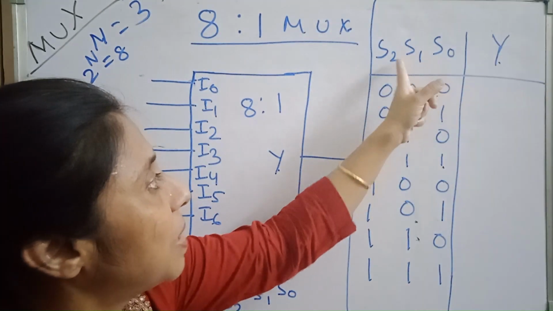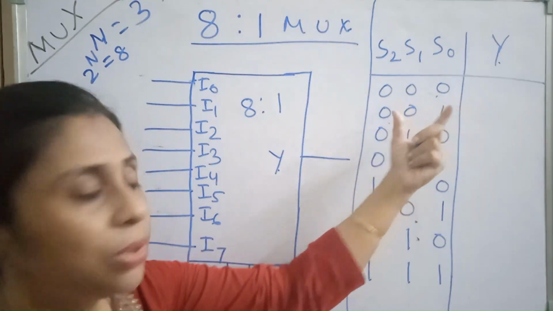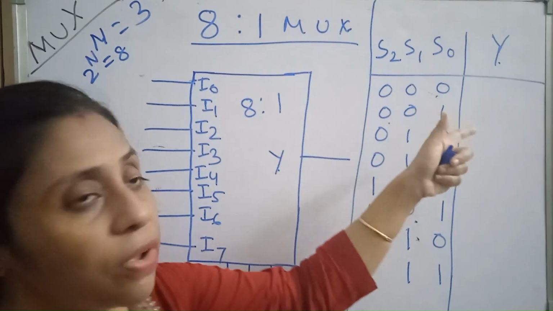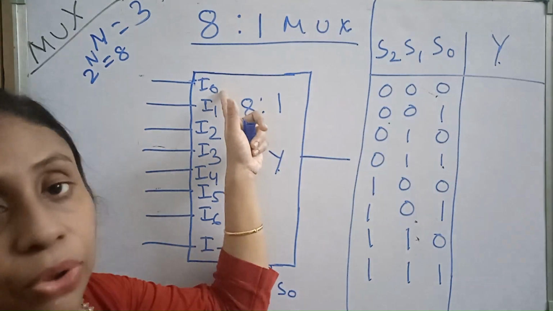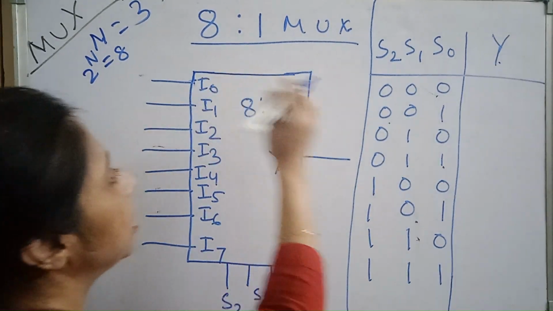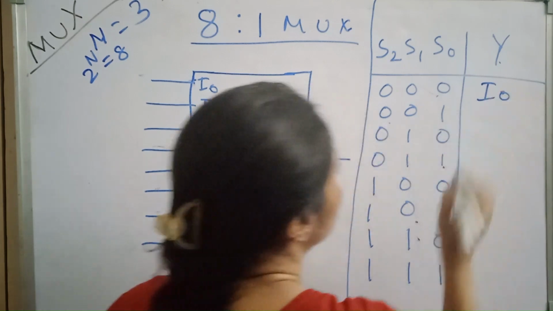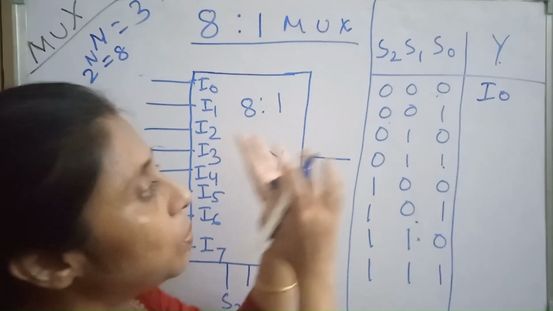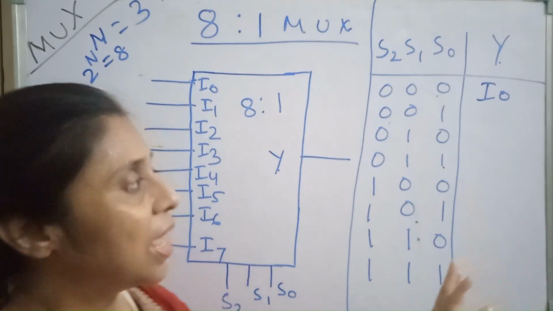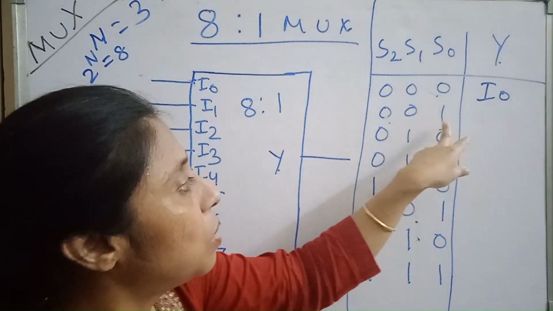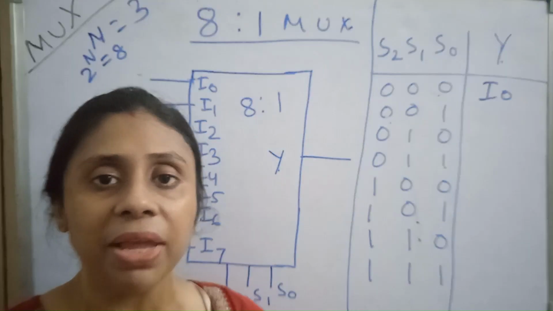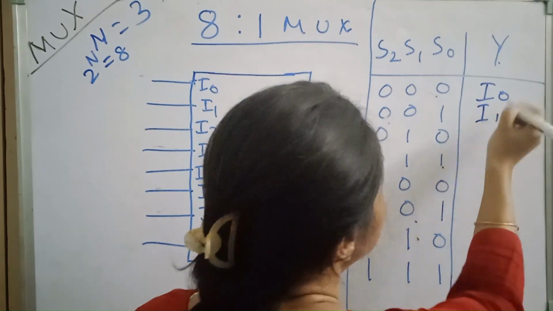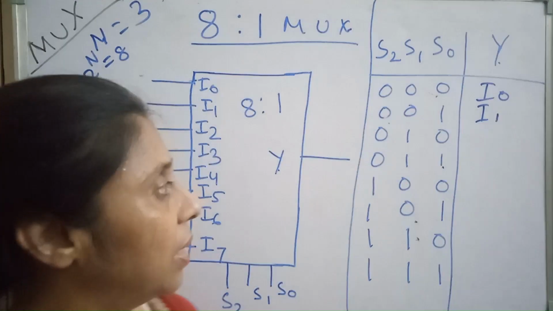So when S0, S1, S2 are all 0, 0, 0, that is decimal 0, then I0 will be selected and Y is equal to I0. So whatever input is given at line I0 will directly be transferred to the output line. Now when it is 0, 0, 1, that means the decimal equivalent of 1, so I1 will be selected and Y is equal to I1.